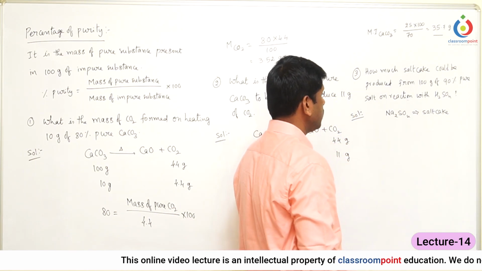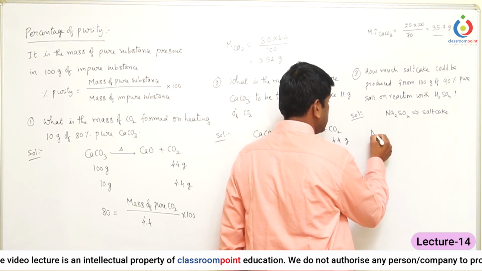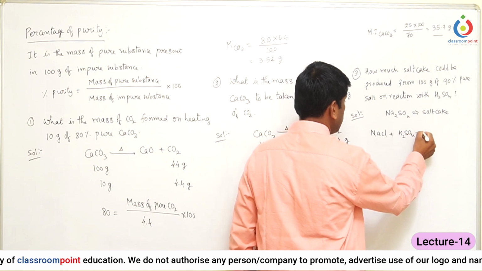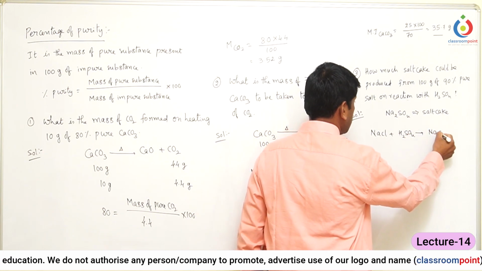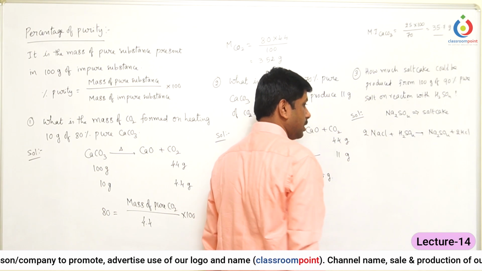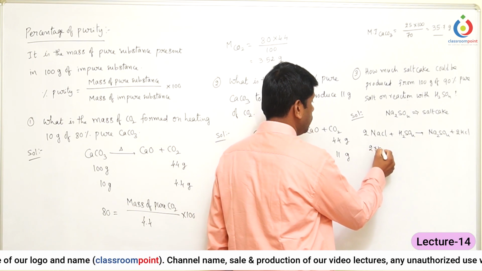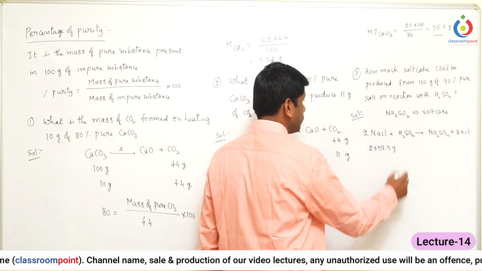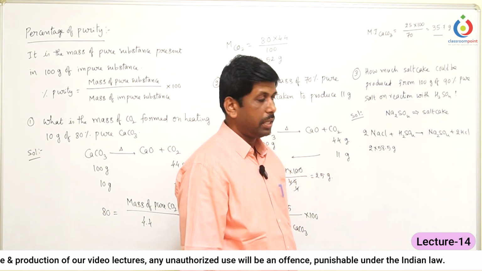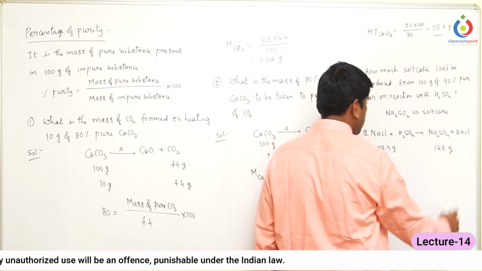So let's write down the reaction between the salt and sulfuric acid. Salt means here NaCl, on reaction with the sulfuric acid, produces Na2SO4 plus 2 moles of HCl. So 2 NaCl is required. Molecular mass of NaCl is 2 into 58.5 grams. So 2 into 58.5 grams of the NaCl is producing sodium sulfate, whose molecular mass is 142 grams.